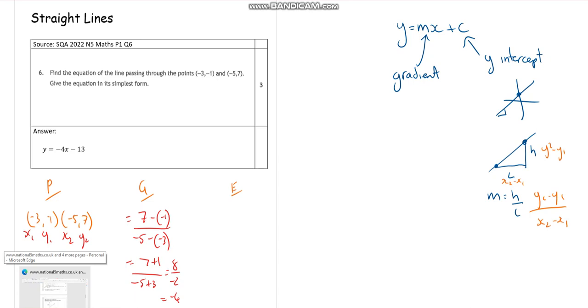Let me just sub that into the equation. Now I quite like just using the y equals mx plus c equation.